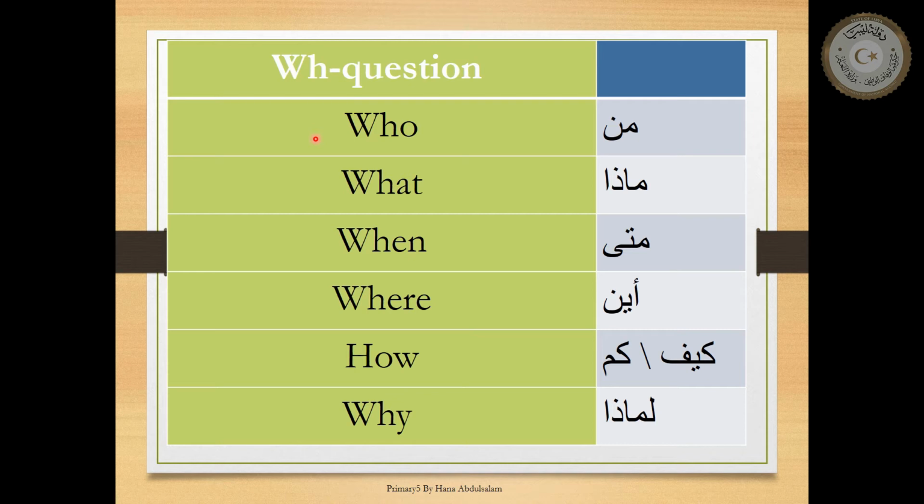So here, WH questions. We start with who, and here is the meaning. Who is a person. What is a thing or an animal. When is a time. Where is the place. How is a number or the way we do something. Why means because. Who, what, when, where, how, why.